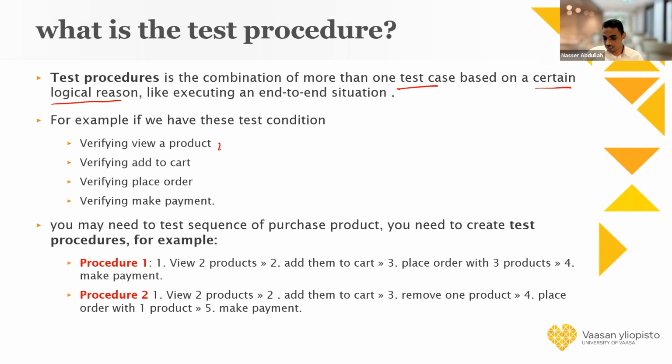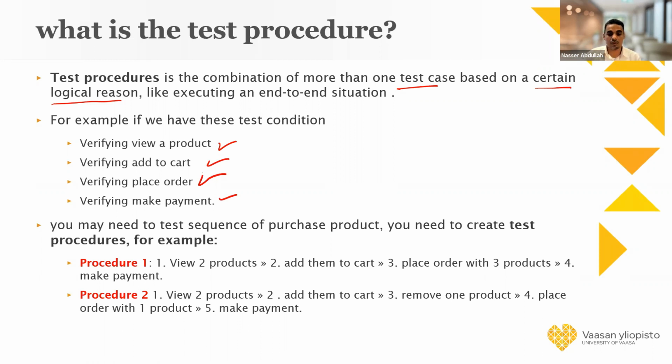We have these test cases, for example: verify view product, verify add to cart as a functional test, verify place order, verify making payment. This can be considered test cases or test conditions. This test condition is used for online shopping, so we want to see the sequence from the beginning to the end of purchasing any product. We want to test that sequence.